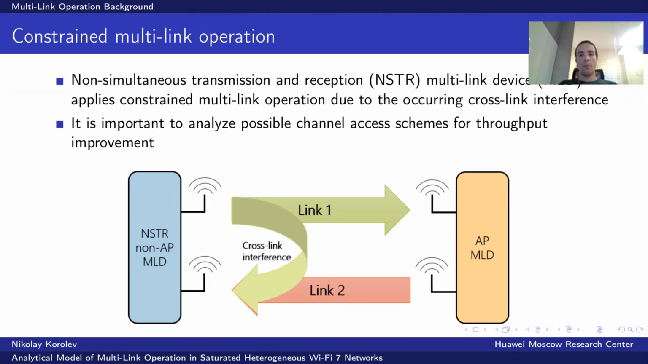The multilink operation can be divided into several cases. The first categorization is about simultaneous transmission and reception and non-simultaneous transmission and reception. By default, multilink operation uses simultaneous transmission and reception, which means that the transmission at different links can be performed independently, and we have no problems while transmitting at one link and receiving some frames at another one.